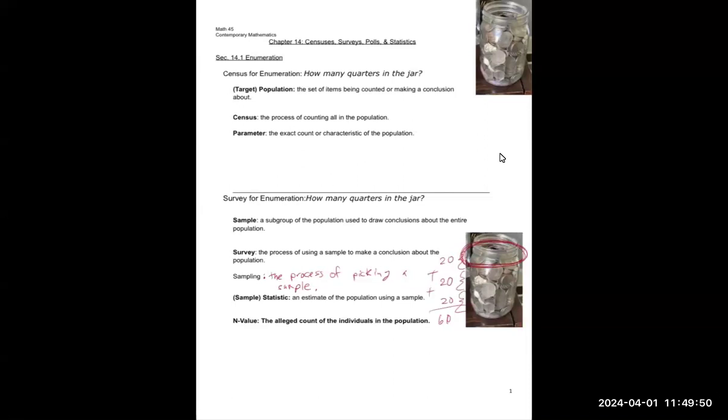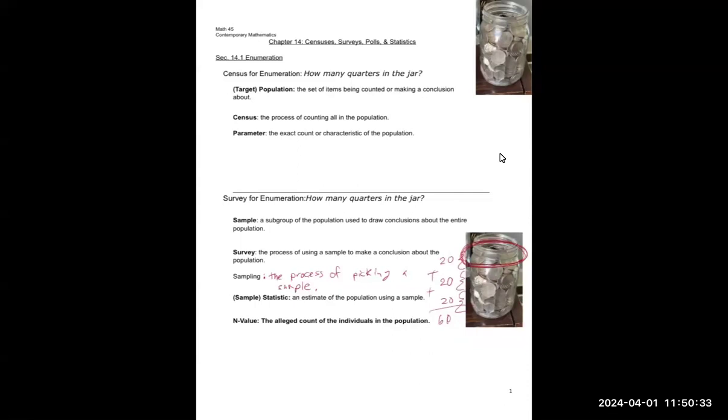So when a statistic is an estimate, it's not the exact number. The parameter above was the exact number. The statistic is your estimate. In our case, I estimated there were 60 quarters in that jar. And we call that our N value. Your textbook calls it the N value, your alleged count of all the individuals in the population. In this case, 60 is our N value, what we believe to be the number of quarters in that jar. And our target population is the set of items that you're interested in counting. So in this situation, it was our quarters.